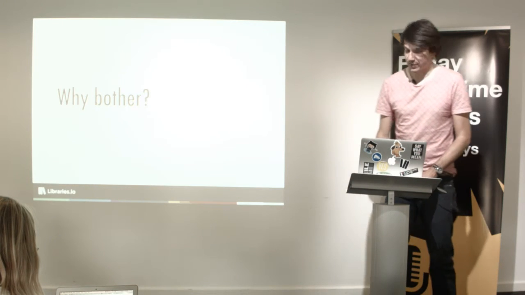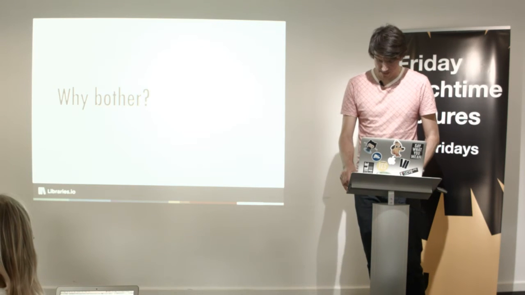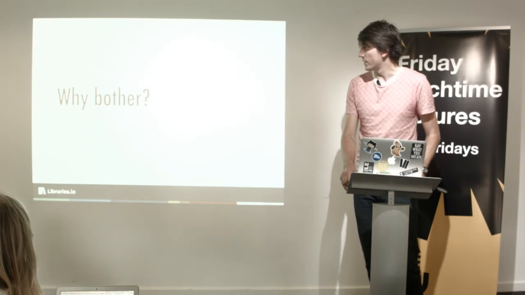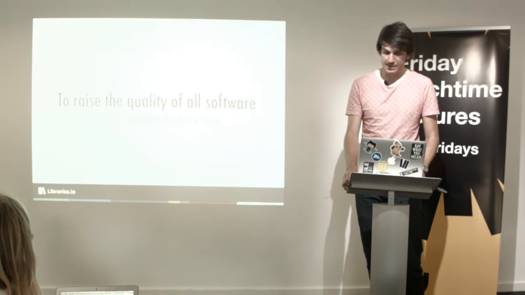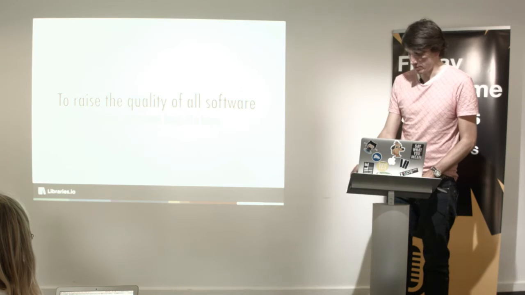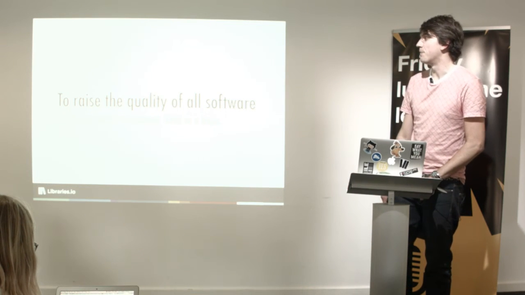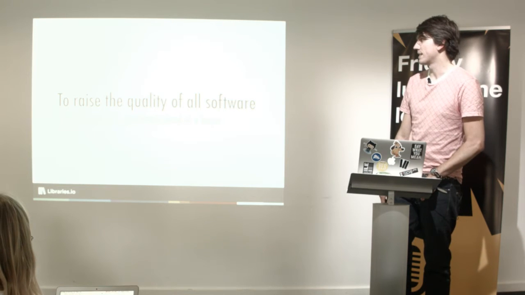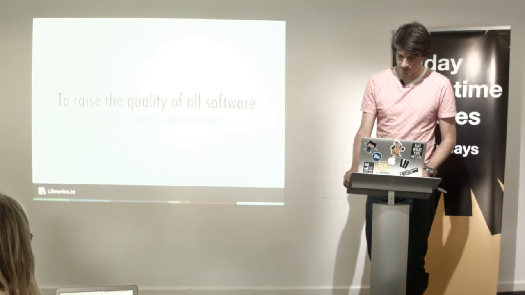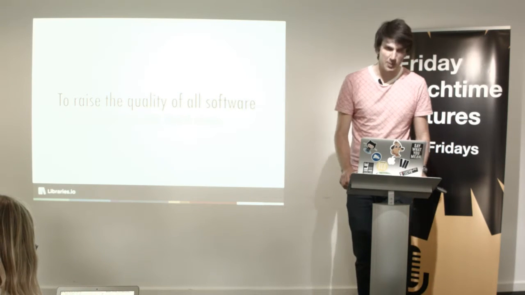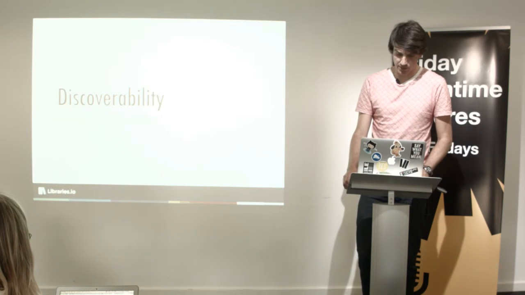So the question is, going through all this effort, why are we bothering? Why do we want to do all of this, and what can we get out of it? So the first point is what the mission of Libraries.io is, which is quite lofty. So we came up with this back in December. The mission of Libraries.io is to raise the quality of all software, which is lofty, but it's worthwhile having good lofty targets, right? And we think we're going to do this in one of three ways.